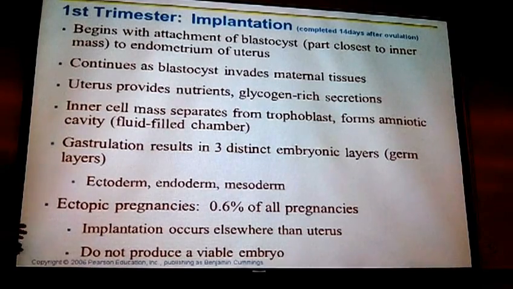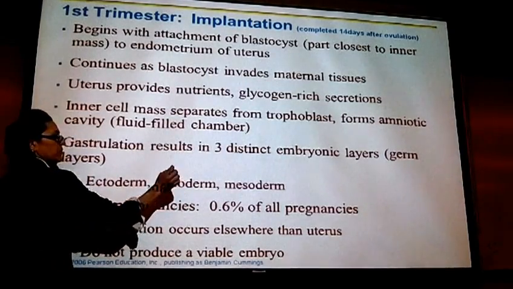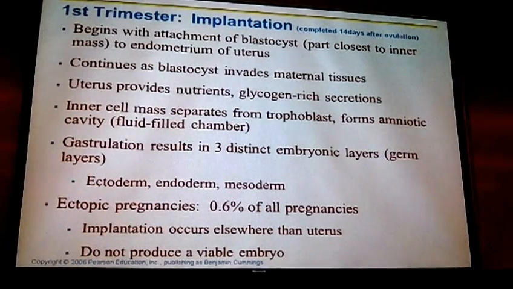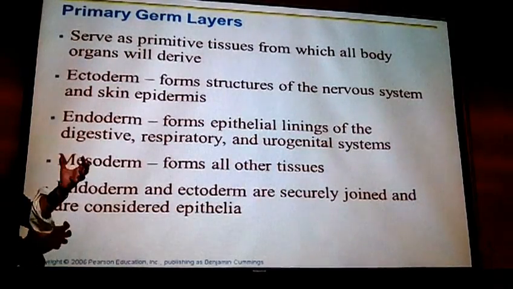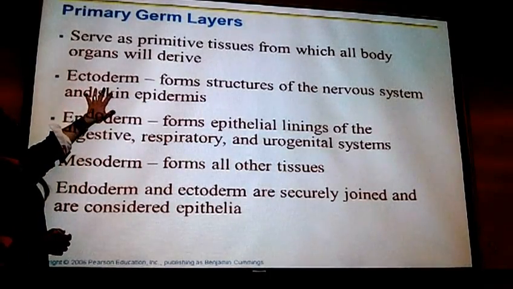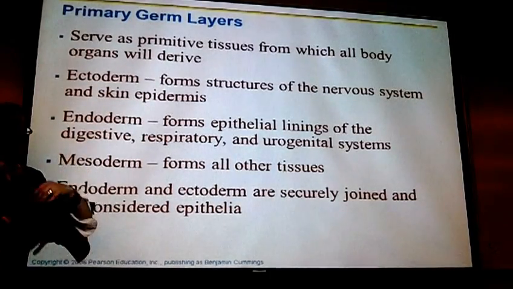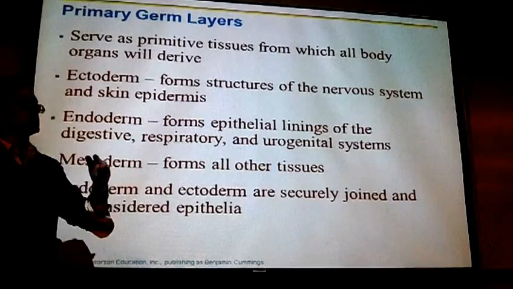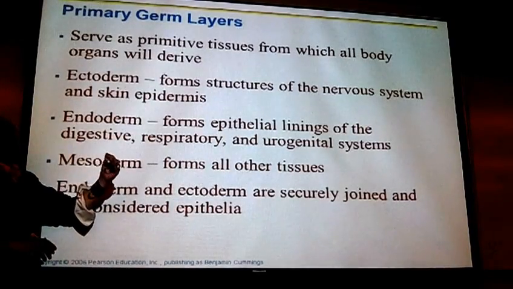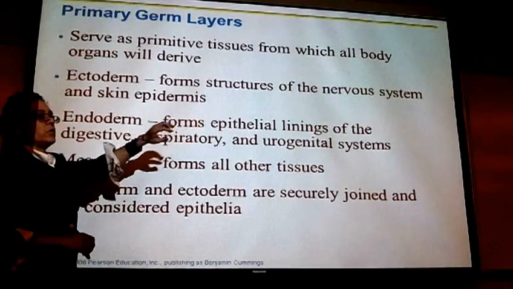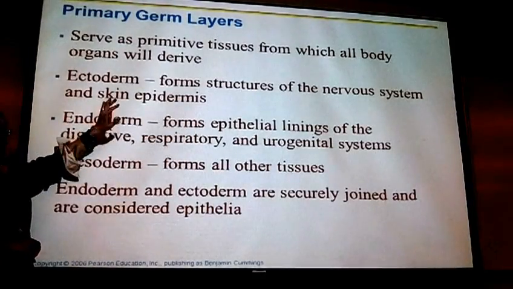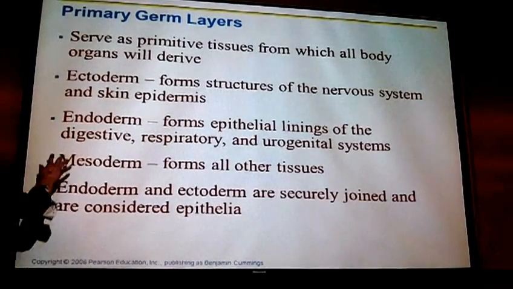And those three layers are the ectoderm, the endoderm, and the mesoderm. These three layers ultimately will give rise to certain organs. So the ectoderm, as it divides and differentiates during this early first trimester, will start to form the structures of the nervous system and the epidermis of the skin.